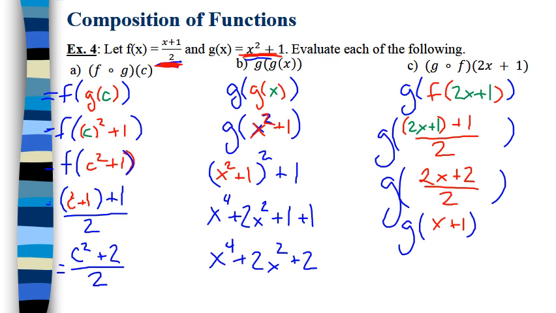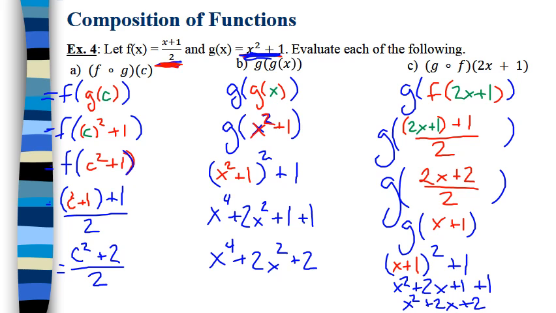So the g function says square your input and add 1, right? x squared plus 1. So we're going to take our input and add 1, and our input is x plus 1. So when we expand this, we have x squared plus 2x plus 1 plus 1. So our answer is x squared plus 2x plus 2.